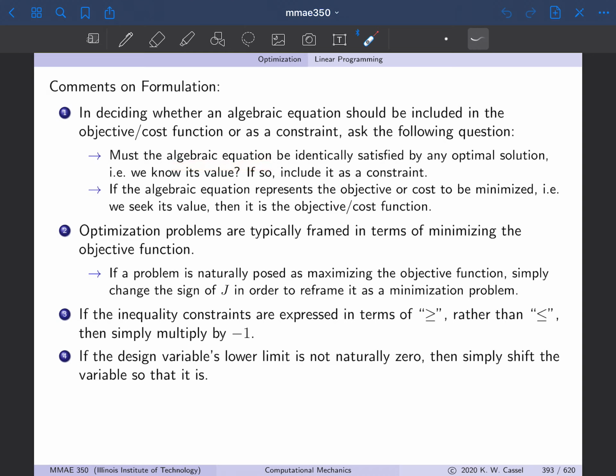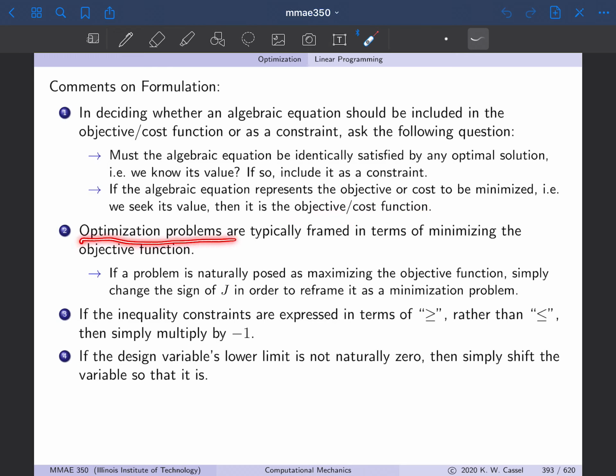So in the example we're going to look at in a minute, the number of train cars in two trains has to add up to a certain value. That is a constraint, in that case an equality constraint. If, instead, the algebraic equation is not such that it has to be identically satisfied, but it defines, say, a cost, or the profit, or the objective, the thing that you want to optimize, then it should be the objective or cost function. The problem is they both look the same. They're both just algebraic equations. The key is to understand their purpose in the context of the problem.